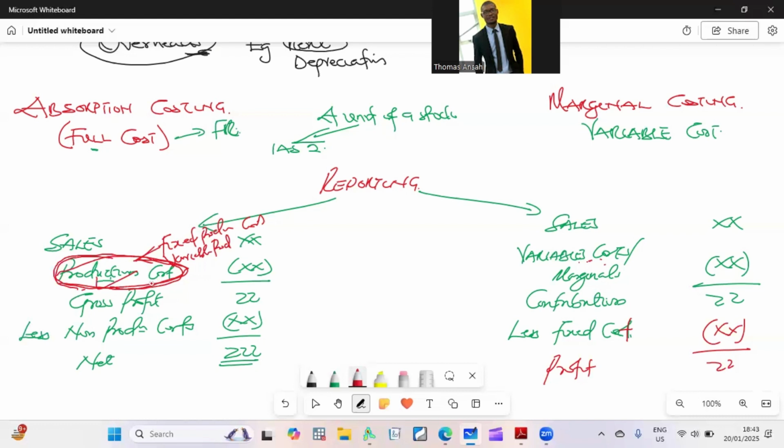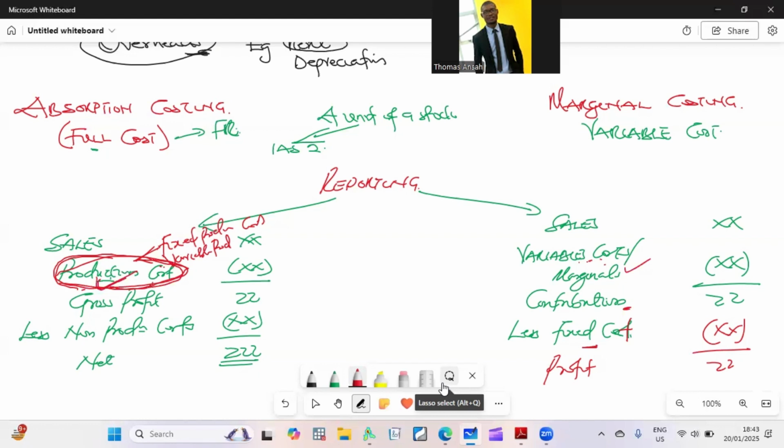So here you are looking at both the fixed and the variable together in the production, but here you will split. The variable is the one that is deducted first to get your contribution, then you come and less your fixed. That is how reporting is actually done in marginal and absorption costing. But I'm going to give you a full template that we use when you are reporting on marginal and absorption costing. Then we will take some example and we will look at it.